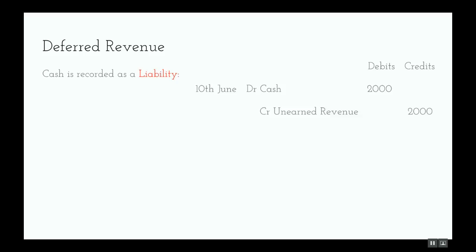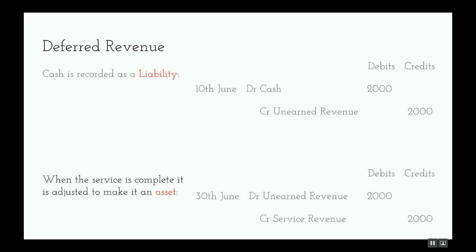Deferred revenue is when cash is received before the service is provided, and it's recorded as a liability underneath unearned revenue. So here we've debited cash, and we credit unearned revenue. And when the service is complete, it's adjusted to make it an asset. So here we've debited unearned revenue and we've credited service revenue.